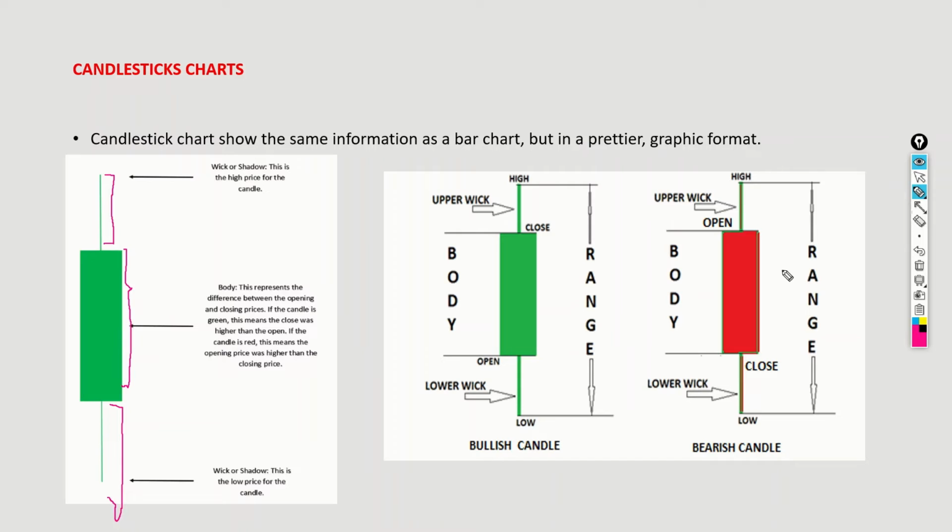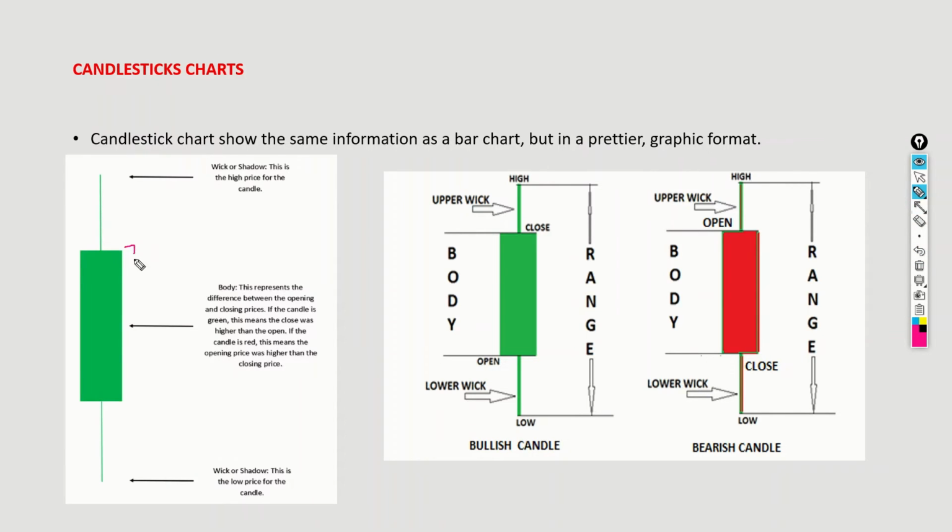So a candle is made up of three parts. The first part here is what we call the upper wick, and the down part here is what we call the lower wick, and then the middle part here is what we call the body of the candle. The upper wick, or the upper shadow, shows the highest price traded, and the lower wick shows the lowest price traded. A wick is also known as a shadow.